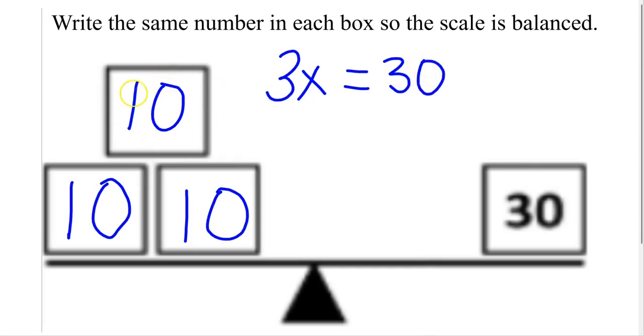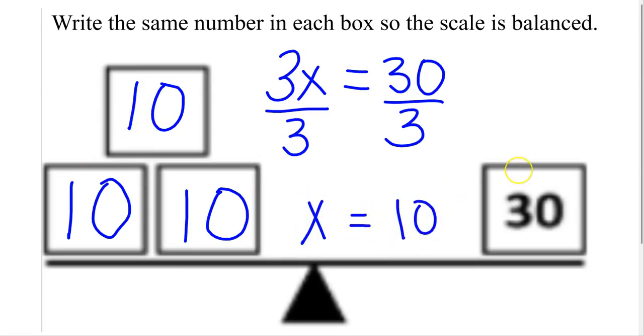And then to get that actual 10, we could divide 30 by 3. Okay, that's the coefficient here, and that's how many boxes we have. And then we could get our solution of x equals 10. All right, so that's an example of an equation that has one solution.